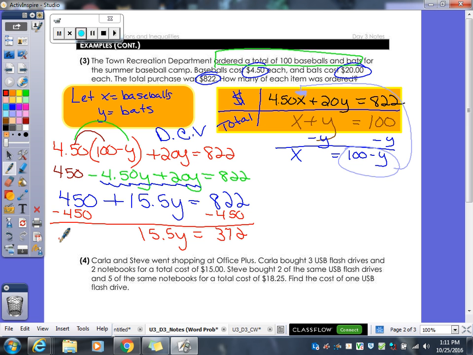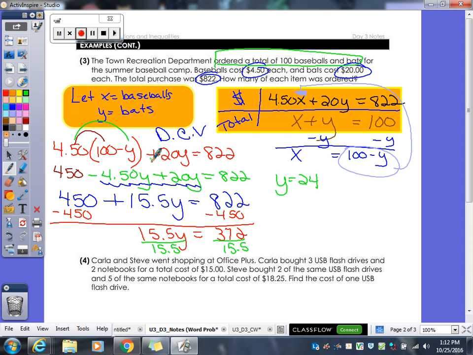Okay, and then what am I going to divide both sides by? 15.5. Okay, now do this in your calculator. I want everyone to do it, not just John. 372 divided by 15.5. What do you get? What is it? 24? So y equals 24. Y, remember, was our bats. We ordered 24 bats.